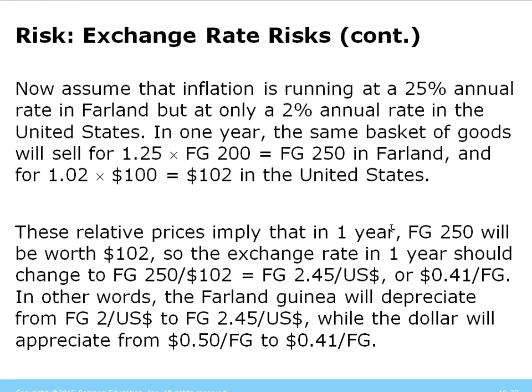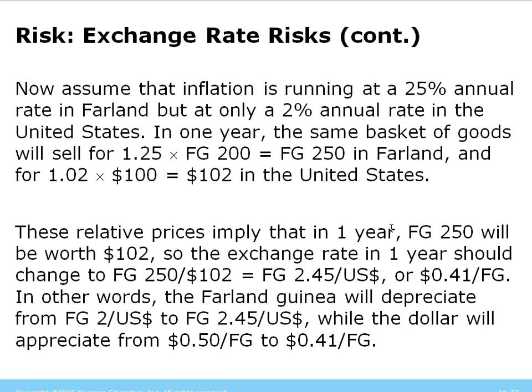So these relative prices imply that in 1 year, 250 will be worth $102. So the exchange rate in 1 year should be similar, to reflect that inflation effect. So it would be 250 divided by 102, or the new exchange rate would be 2.45 per US dollar, or 0.41 US dollars equal 1 FG.